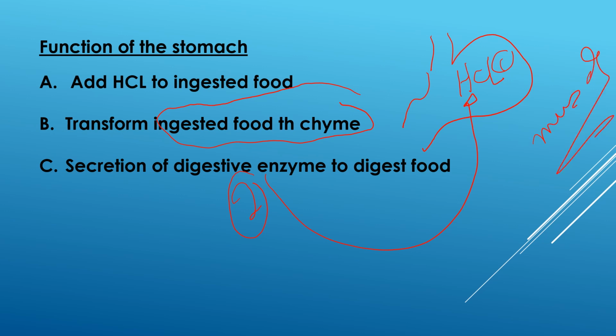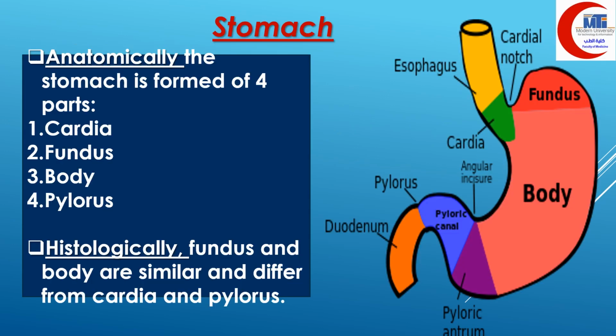Let's now talk about the stomach and what is the histological structure of the stomach. The stomach anatomically will be divided into four parts. The first part, which is the entrance of the esophagus to the stomach, will be cardia. This part, which is an elevation beside the esophagus, is called the fundus. And finally, we have the main part, which is the body. This body ends in another part, which is the pylorus, which is the ending of the stomach.